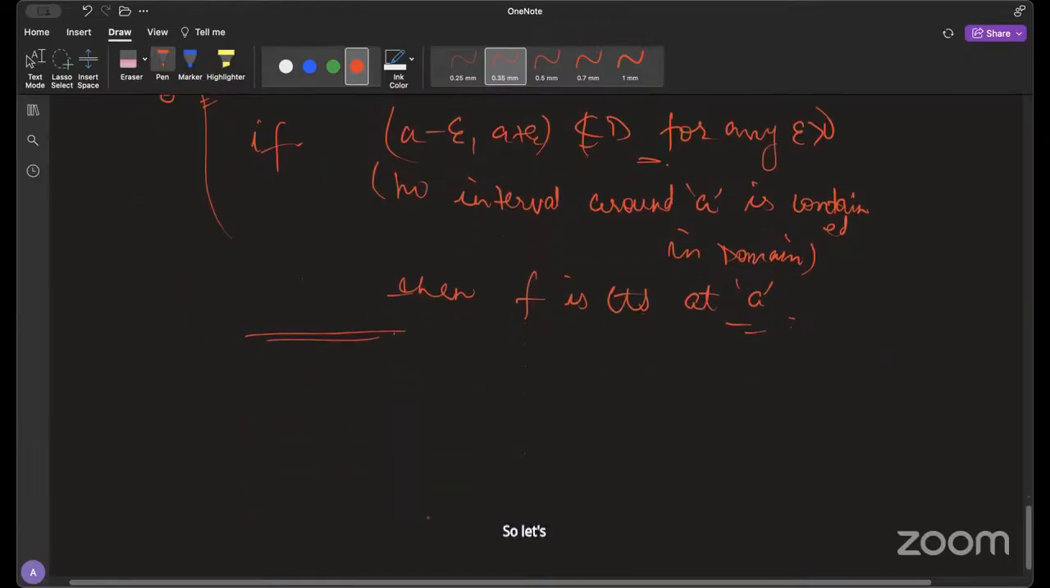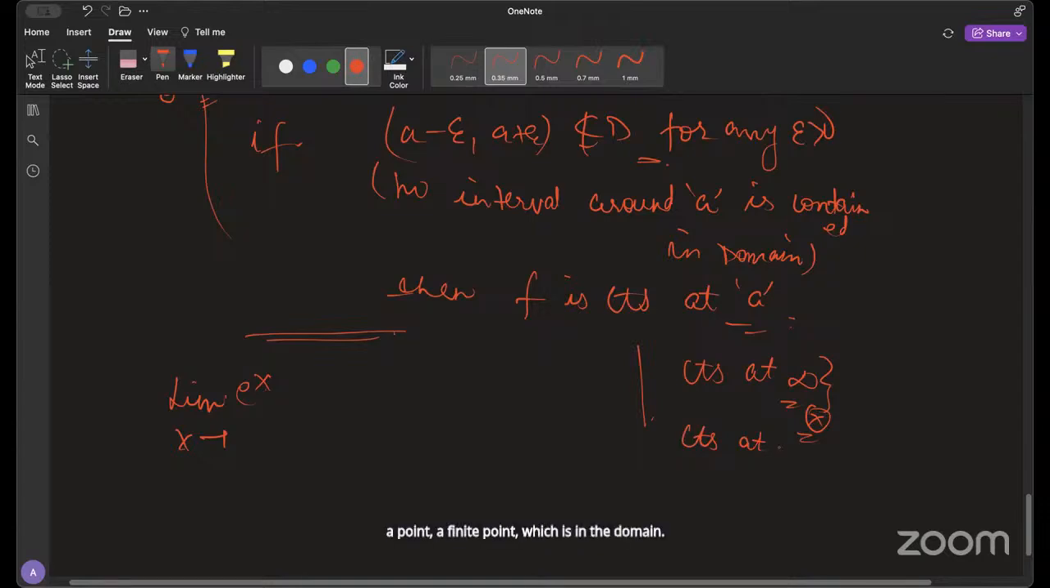So let's just do some examples. Let us take up e to the power x again. We just saw the limit at... Now there's one more thing to it. You can't talk about continuity at infinity because infinity is not a point. So this is not even a concept. You don't talk about continuity at infinity. You just talk about continuity at a point, a finite point, which is in the domain, right?